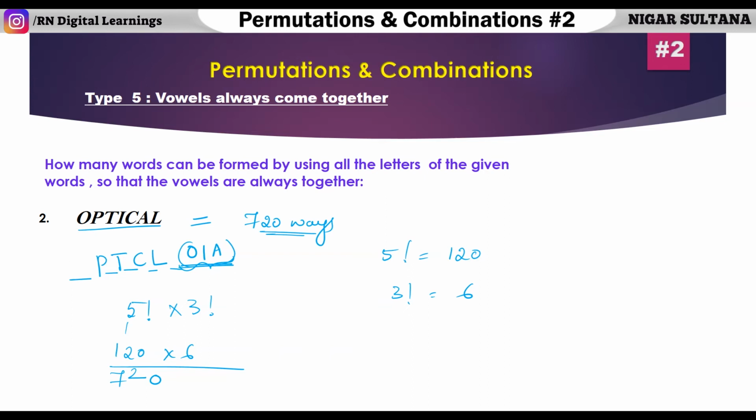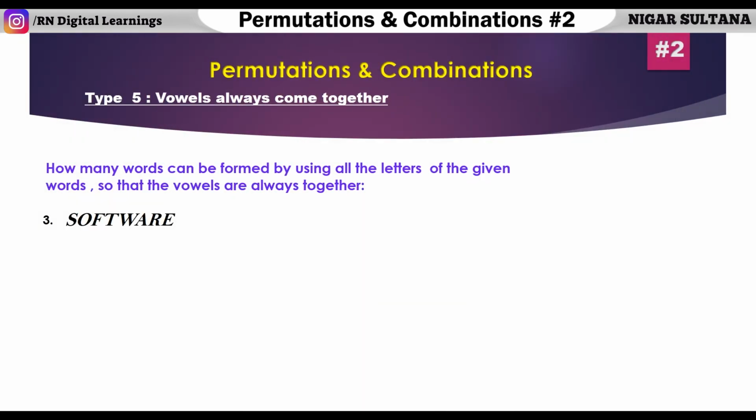Now let's see another, software. So here first take out what vowels we have. O, A and E. So these are the vowels. I have told you there are totally 5 vowels in the alphabet, that is A, E, I, O, U. Now which are the leftover? That is S, F, T, W, R.